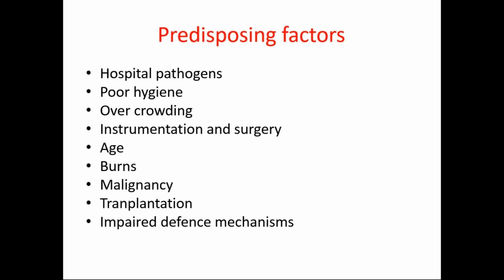Next, burns. What happens if a person has burns? The superficial layer of the skin is damaged, right? As a result, the person is prone to contact any type of microorganisms very rapidly. Next, malignancy, transplantation, impaired defense mechanism. All of these are predisposing factors.